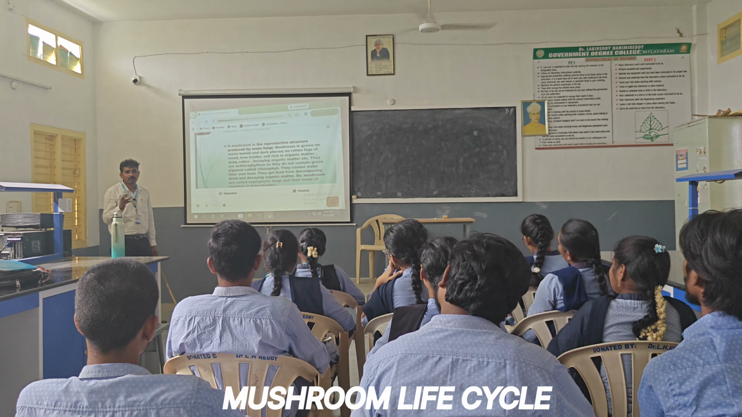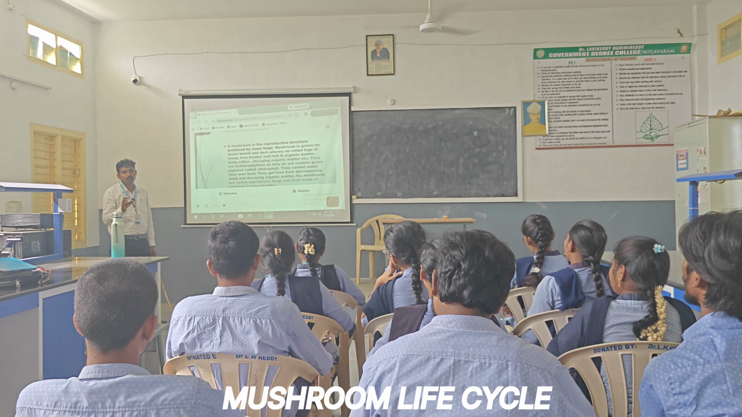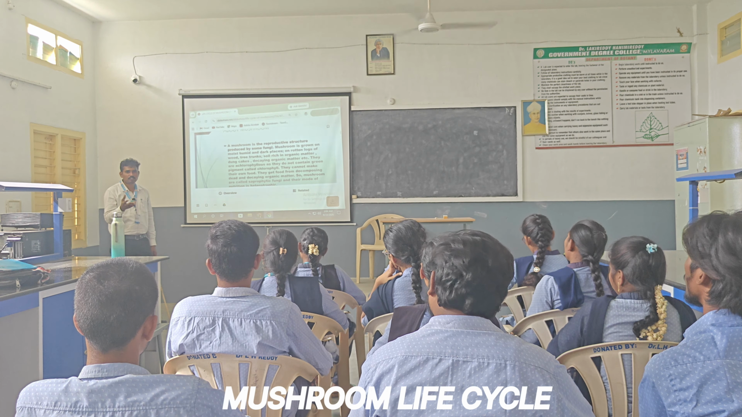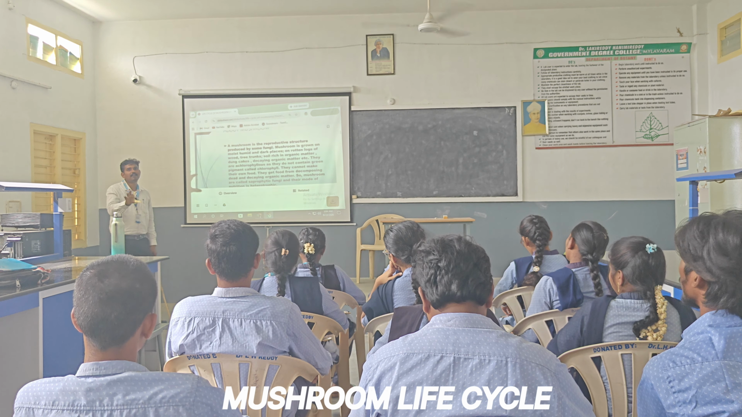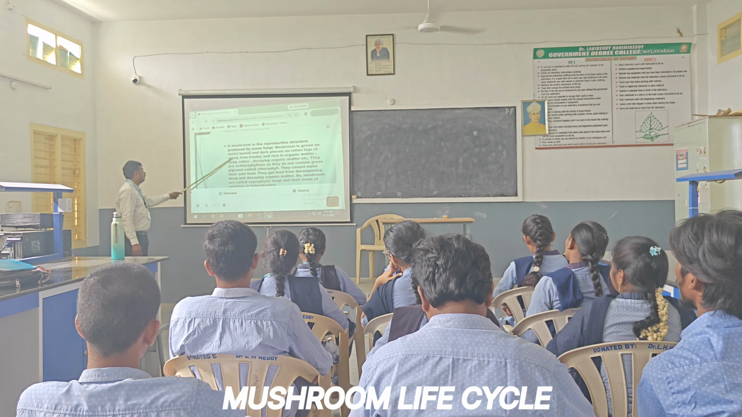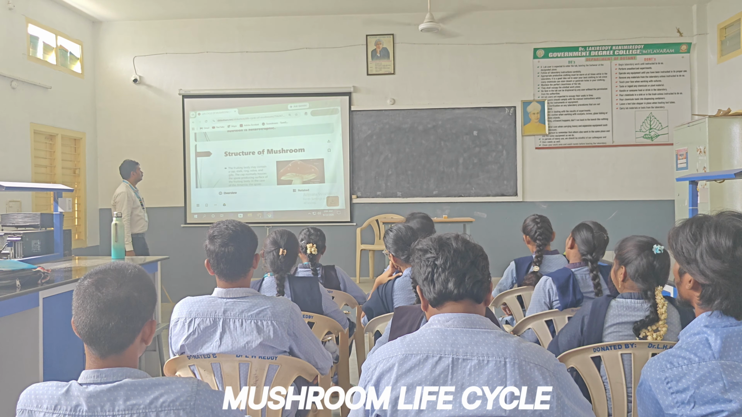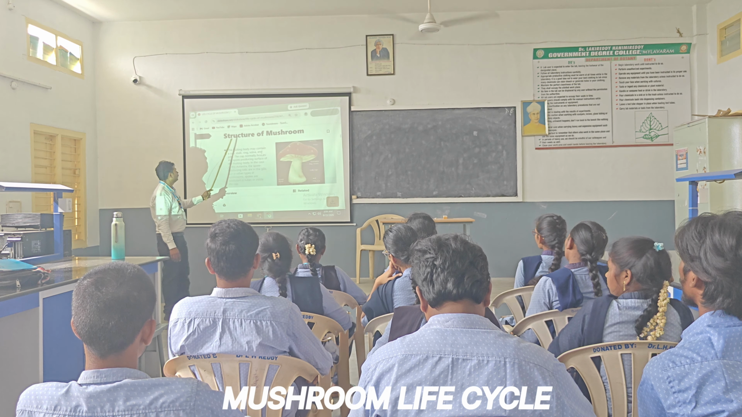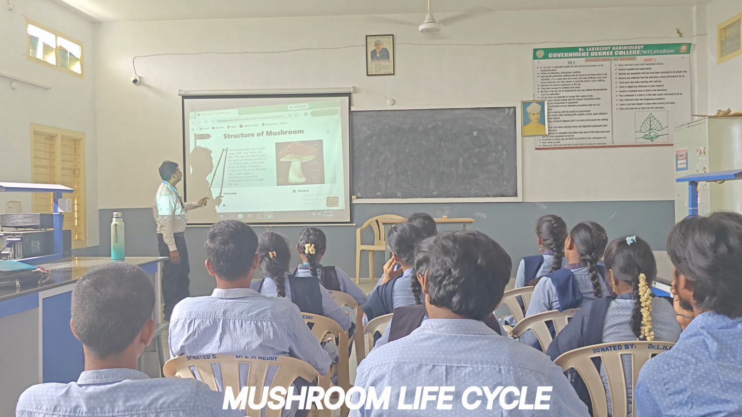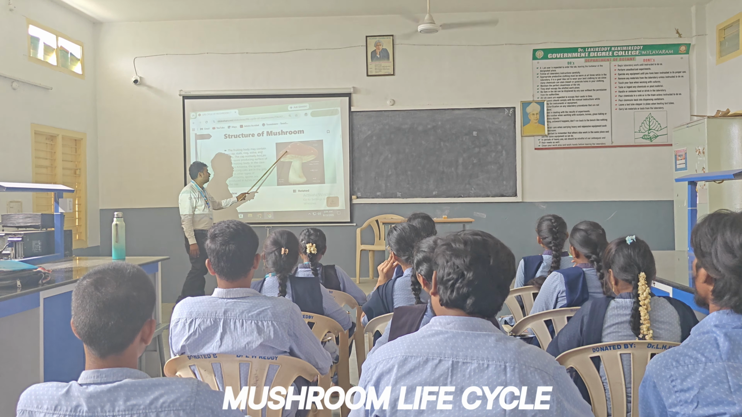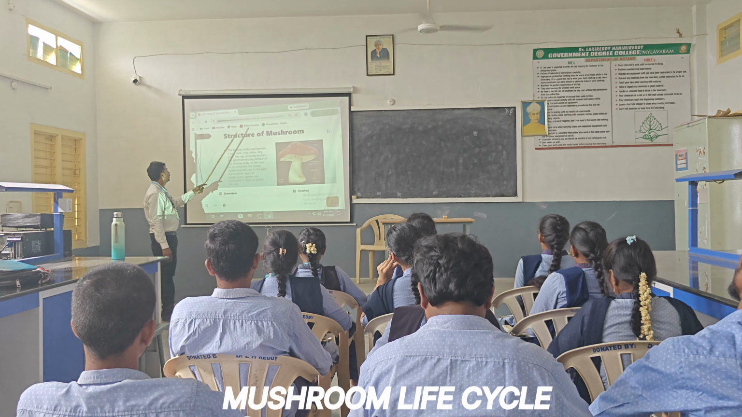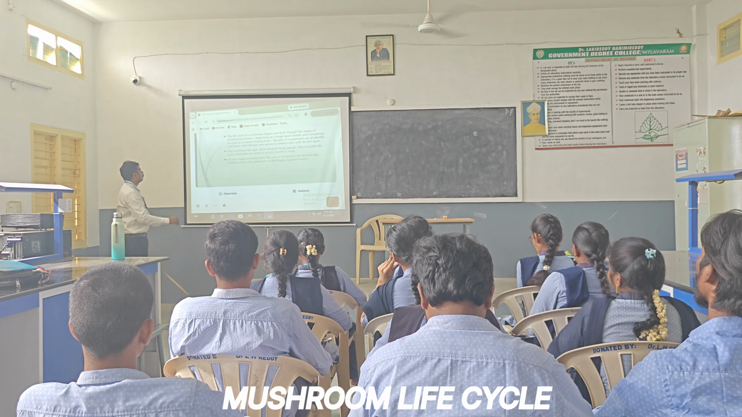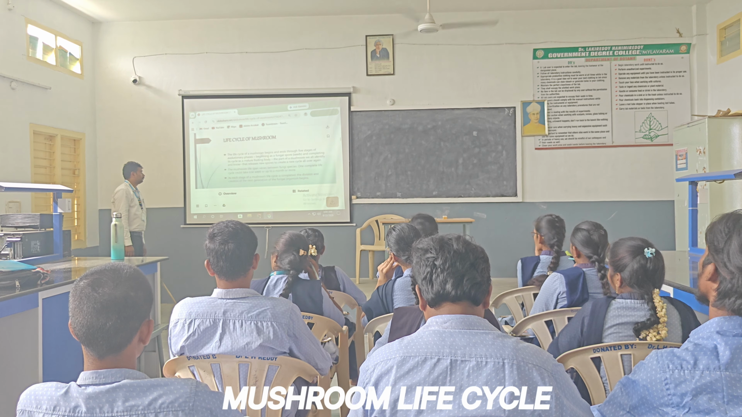The fruiting part of the mushroom is the macroscopic form. We can easily observe the mushroom with our naked eye. Let us see the mushroom's life cycle. I already told you about the structure of the mycelium. In the mushroom structure, we can find the different parts: cap, stalk and all the things. Now, the life cycle of the mushroom.